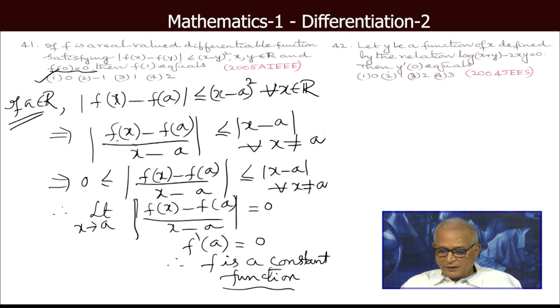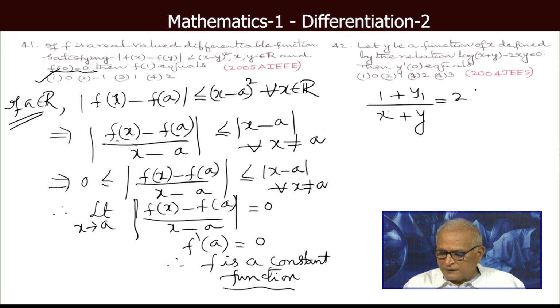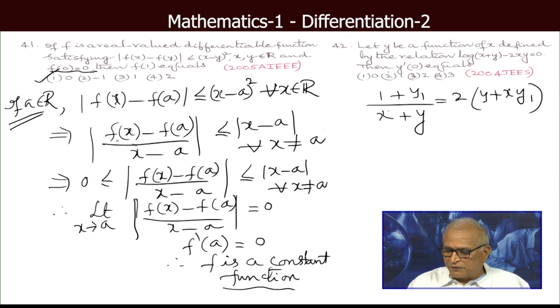Good question. Question number 42. Let y be a function of x defined by the relation log(x + y) - 2xy = 0. Then what is the value of the derivative dy/dx at x = 0? 2004 JEE screening. Once again, implicit differentiation: the derivative of log(x + y) gives (1 + y1)/(x + y), where y1 means the first derivative, equal to 2 times (y + x y1). That is the derivative of xy.